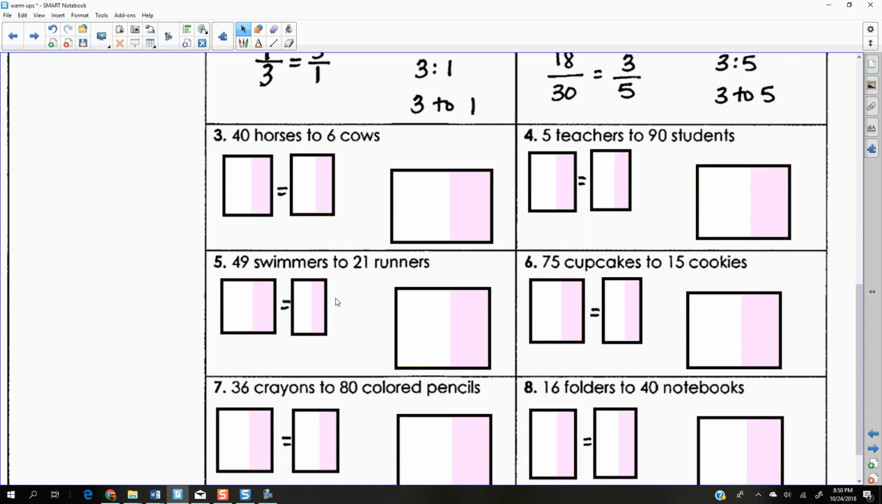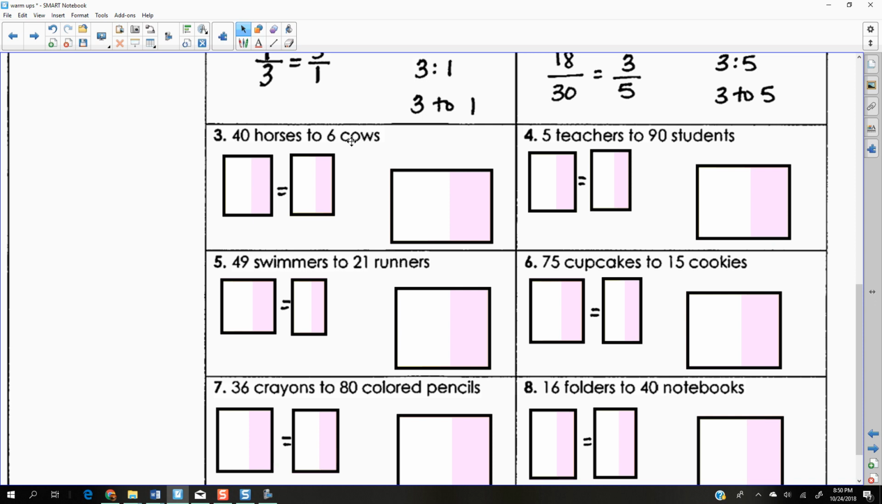All right, so now we have 40 horses to 60 cows. Why don't you go ahead and try it yourself? Pause the video, try it yourself, and then come on back. All right, welcome back. Let's see if you got it right.